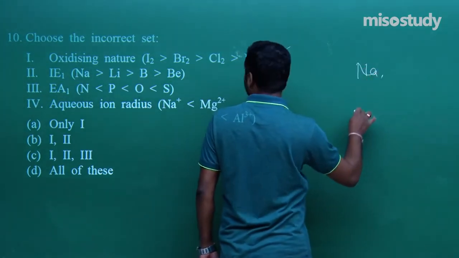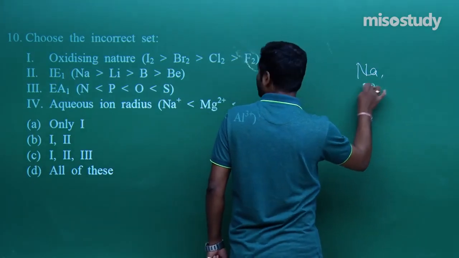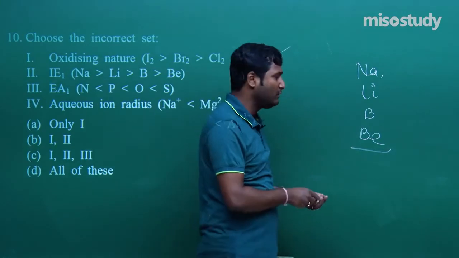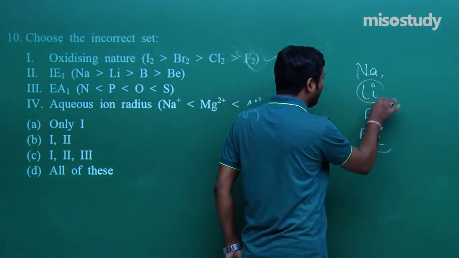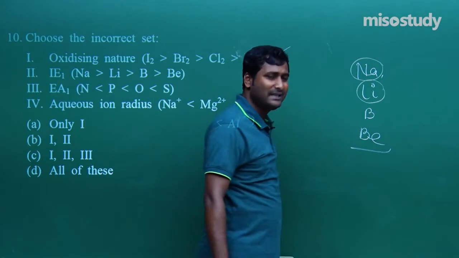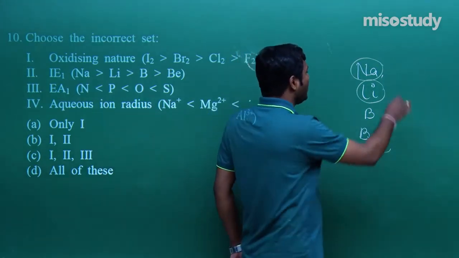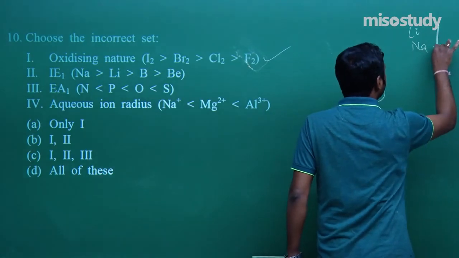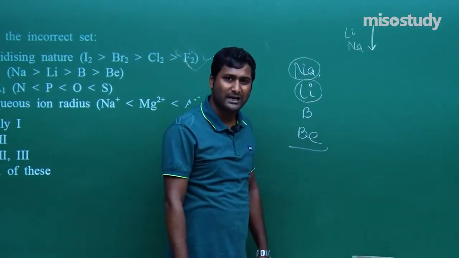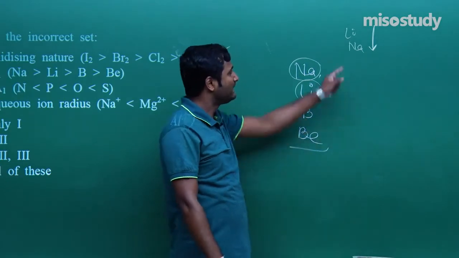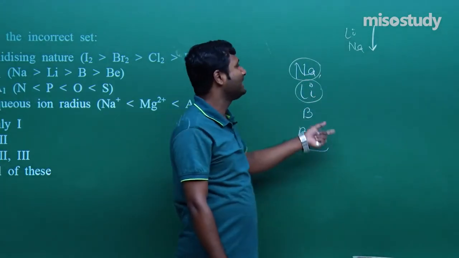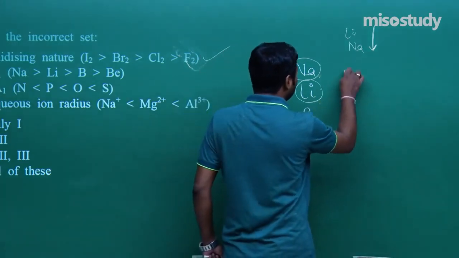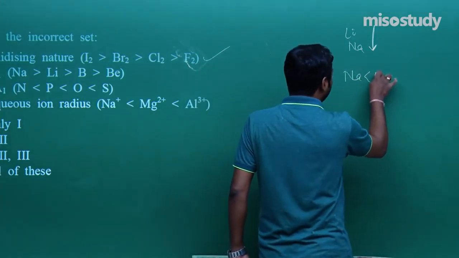Here I am moving: sodium, lithium, boron and beryllium. Clear? As we know, if I talk about lithium and sodium, sodium has less ionization energy, because when we move down the group, it is easy to remove the electron. If it is easy to remove an electron from the outermost shell, then we can say that the ionization energy decreases. So in the case of sodium and lithium, the order is sodium, lithium.